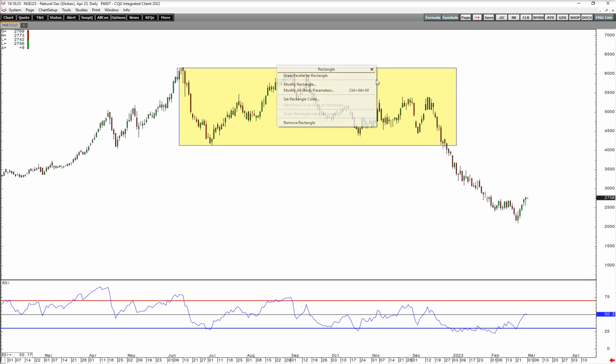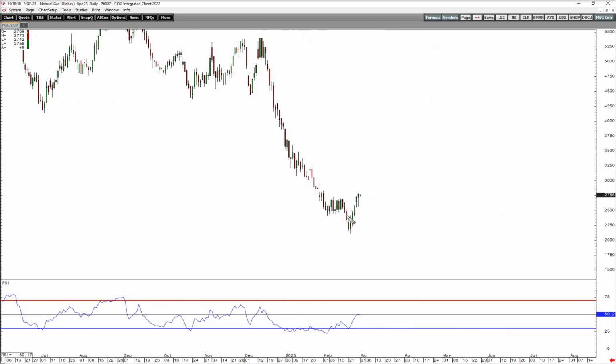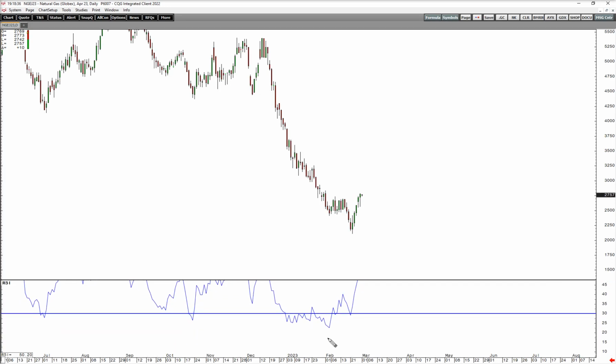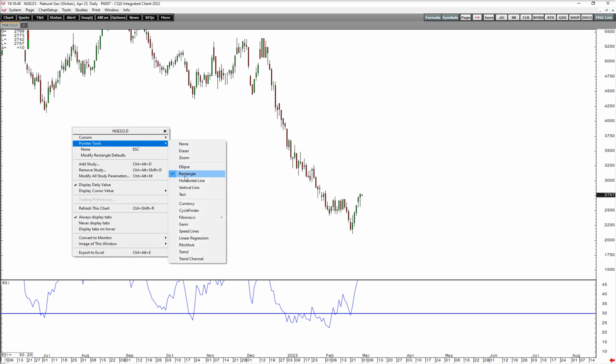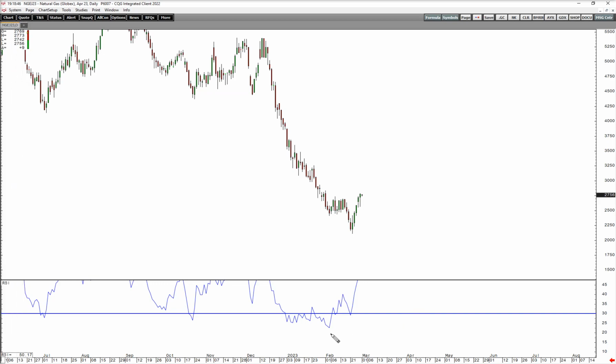Now let's get into something more current. As we got down there to that target of the measured move, we had a very obvious divergence building here. The RSI, the momentum, was higher when we made this significantly lower low.